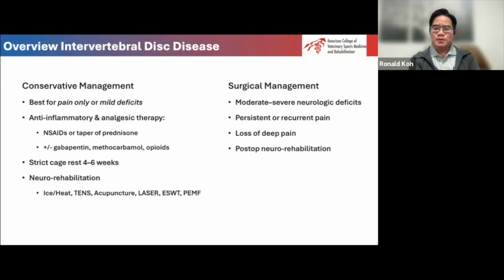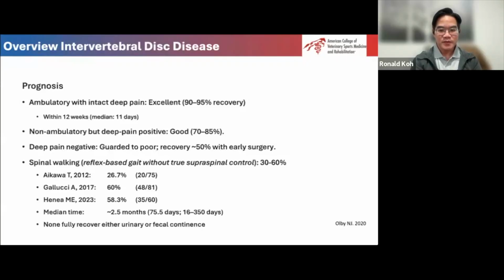On the surgical management side, dogs with moderate to severe neurologic deficit, persistent or recurrent pain, or loss of deep pain are strong candidates for surgery. Again, even for surgical cases, post-operative neurorehabilitation is critical. We still need to design an individualized plan to help them recover from surgery.